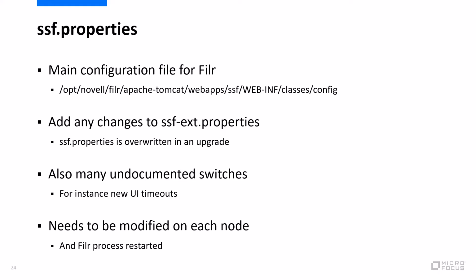Thing is that the ssf-properties file is going to be overwritten from time to time during upgrades. So with that separate ext file, any changes you do are kept safe. There are some undocumented switches. Just be aware that support may tell you to put in from time to time. And if you are going to be making modifications to that file, just be aware that each node that you've got in your cluster needs to be modified, and indeed the Filer process needs to be restarted. So that's just a RC Filer restart on the console.